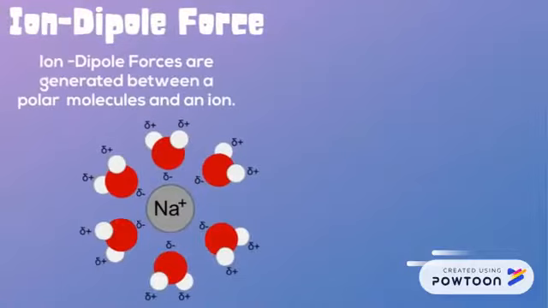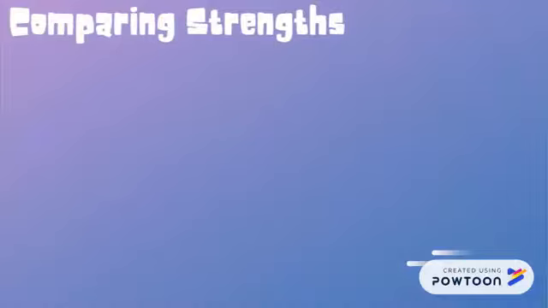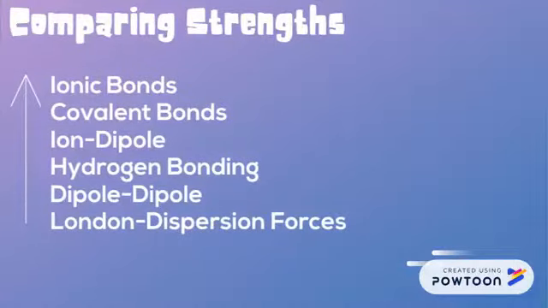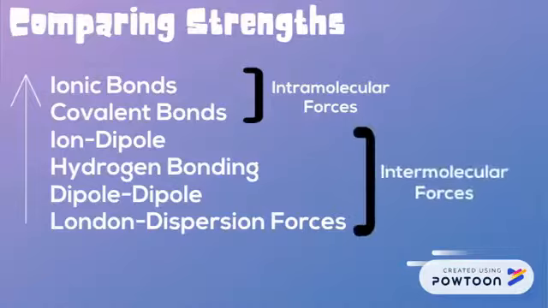Ion-dipole forces are generated between a polar molecule and an ion. They are most often seen when dissolving an ionic substance in water. For example, the positive sodium ion in salt would be attracted to the negative end of the water molecule. This is the strongest intermolecular force. When comparing the forces all together, ionic and covalent bonds, your intramolecular forces, are the strongest. Then ion-dipole, hydrogen bonding, dipole-dipole, and the weakest London dispersion forces, which are all intermolecular forces.